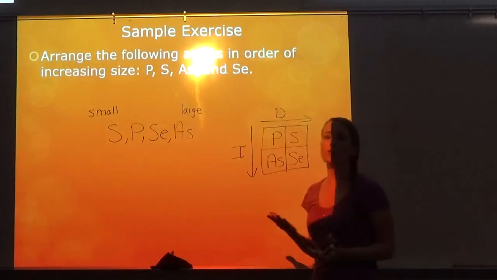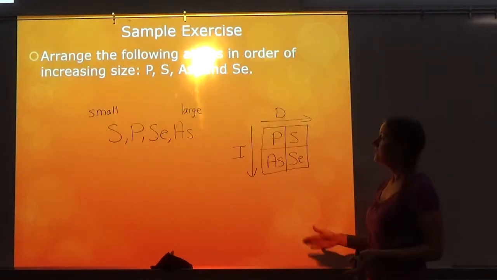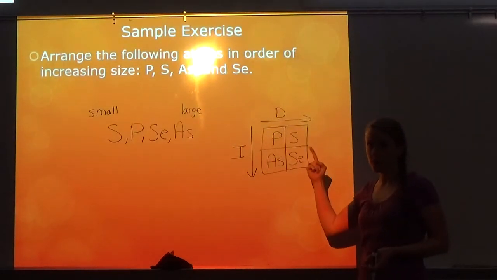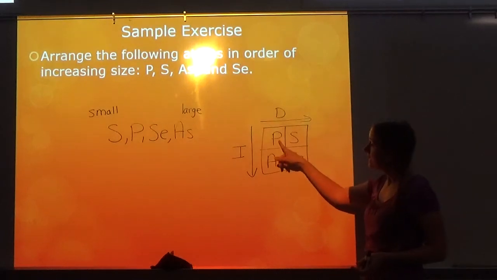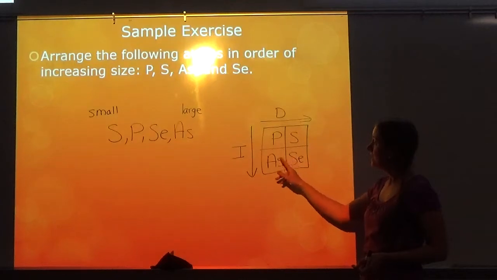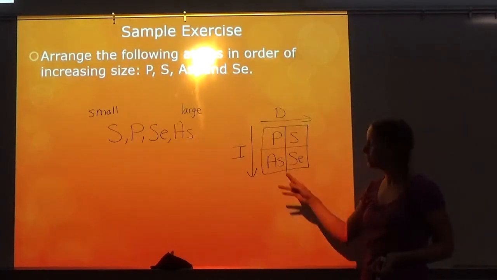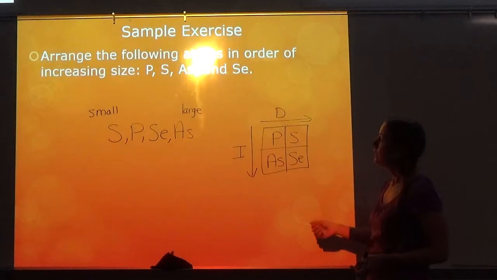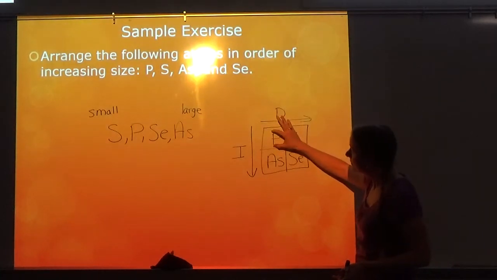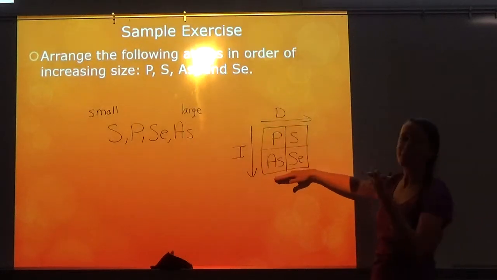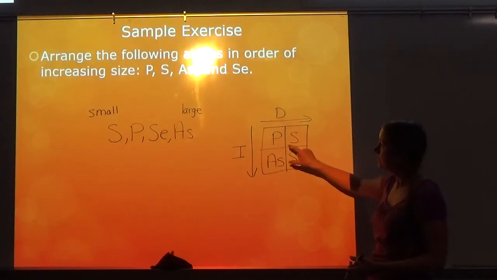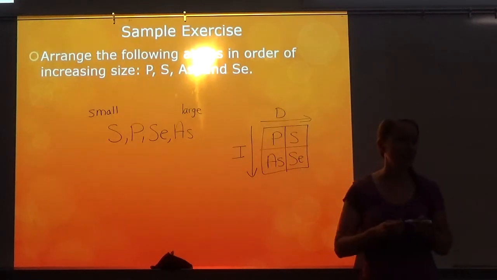Another thing to know about atomic radius is the change is greater going down than across. The fact that As is larger than P outweighs the difference between As and Se, because they're just next to each other. There's just a small difference there. So our smallest one is S, our next one will be P, then I'm going to jump down to my bigger energy level, and between these two, Se would be smaller, and then As, just like that.